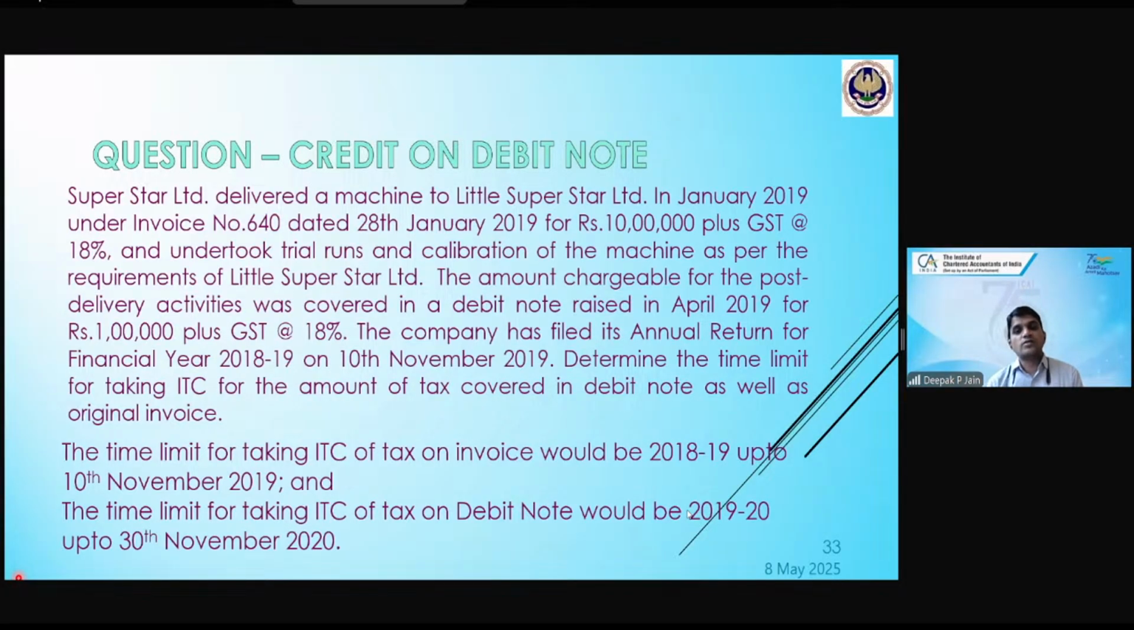One lakh 80,000, that is on the invoice by the 10th of November. Correct. So 1819 is the date of invoice. So for 1819, up till the 10th of November 2019. And for the debit note, which is related to that invoice but independent, the debit note will become independent. So the debit note is dated April 19, which he can claim till 30th November 2020.